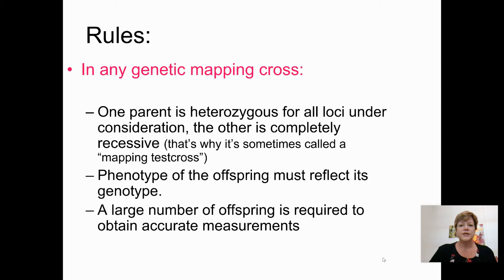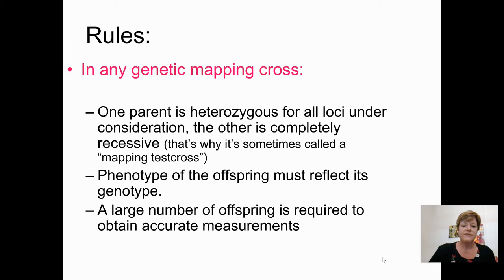So just to review, in any genetic mapping cross, one parent is heterozygous for all the genes, all the loci under consideration. So in this case, it's going to be a triple heterozygote parent, and then the other parent is completely recessive for all the genes, and that's the mapping test cross. The phenotype of the offspring must reflect genotype, so we only deal with alleles that are fully dominant and fully recessive, so very straightforward genotype and phenotype correlations.